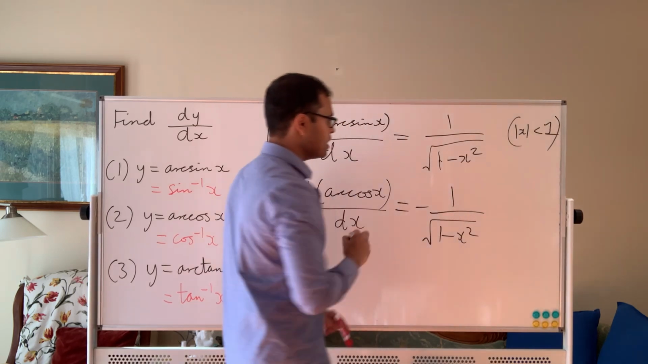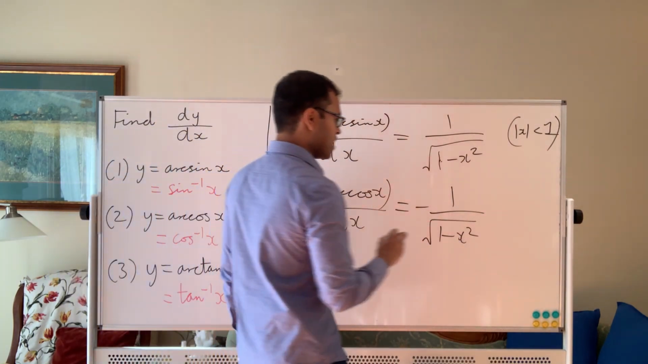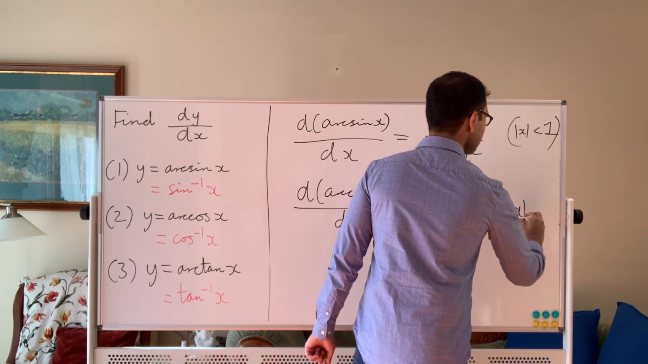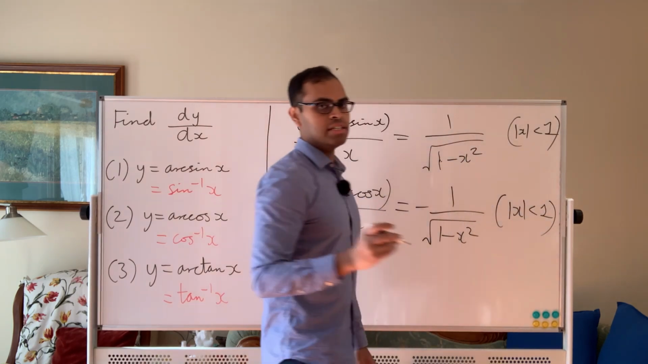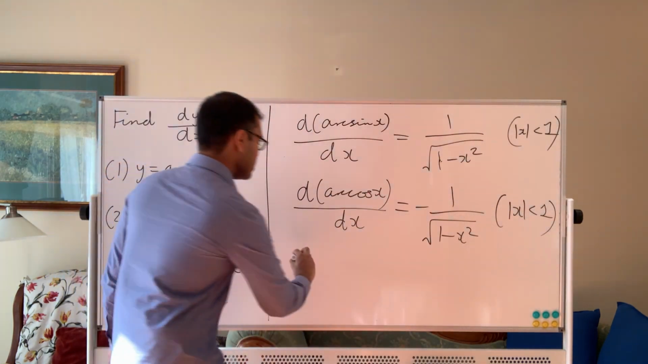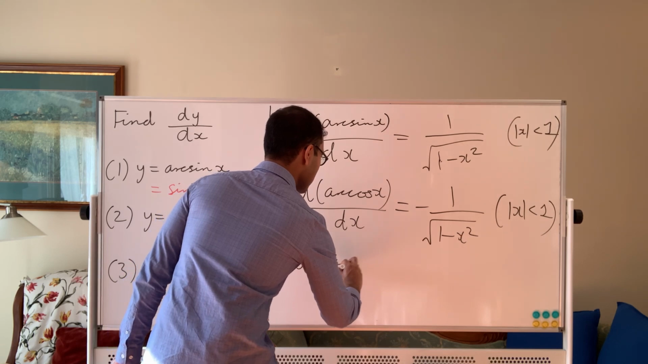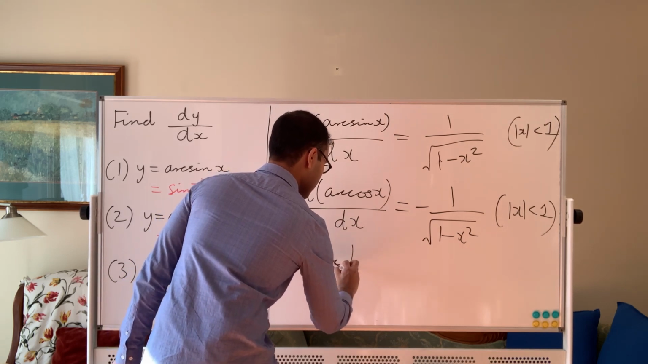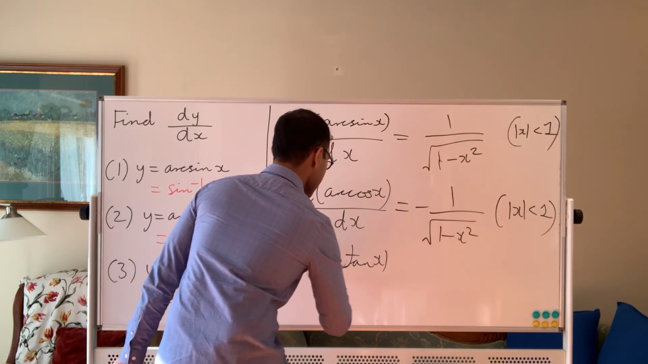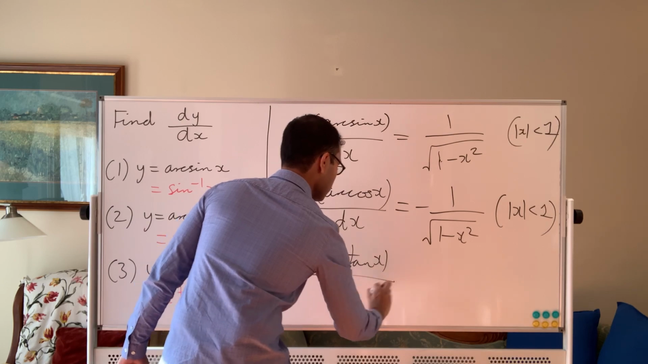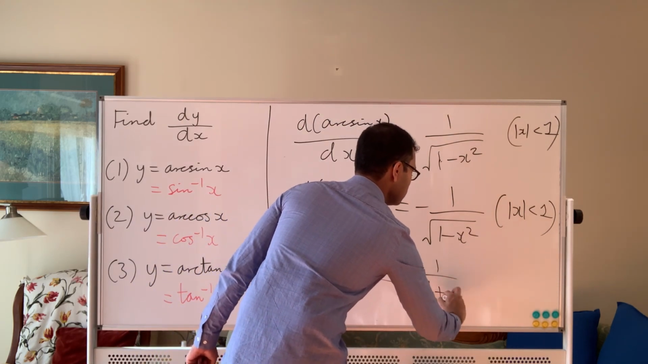And I'm going to now end the video just with these derivatives. So this is going to be minus 1 over root 1 minus x squared. I'm going to give you some tips for remembering them. Okay, so watch till the end. But here we've got that. And the derivative of arctan x with respect to x is going to equal 1 over 1 plus x squared, and this is true for all x.